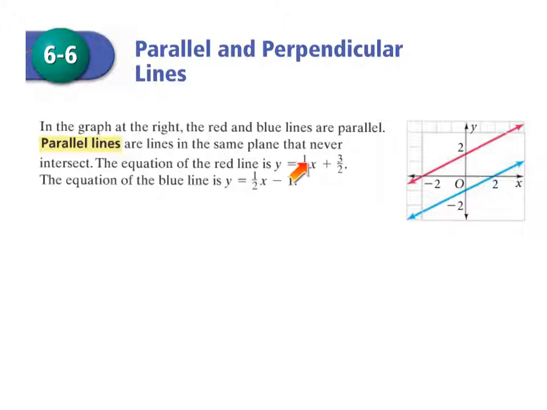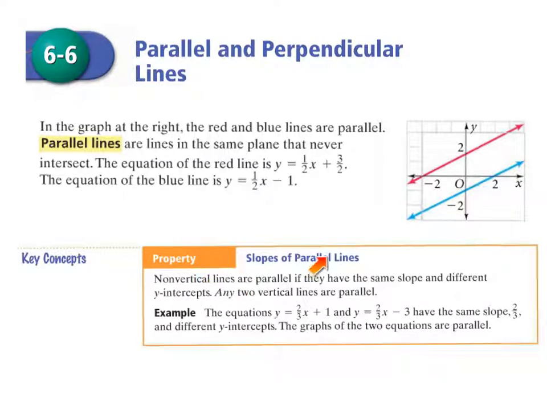They're the same. That is your first key concept. You do need to write this down: non-vertical lines are parallel if they have the same slope and different y-intercepts. Now, any two vertical lines are also parallel. So, an example, we can see in both of these equations, they both have the same slope of 2/3 and different y-intercepts. Therefore, the graphs of these two equations are parallel.